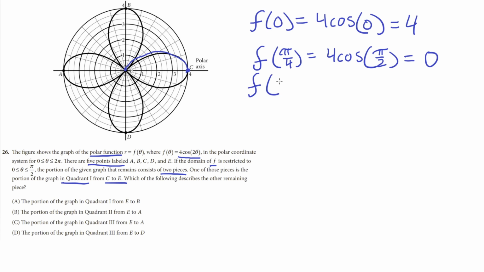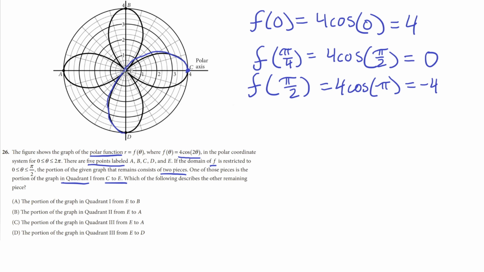And then if we plug in pi by 2, so 4 times cosine of pi by 2 times 2, that's just pi. Cosine of pi is -1, so 4 times that is -4. So that means from the origin, the graph goes to a radius of -4. So +4 would be going outwards like this, but -4 means we're going down or across from the origin. So going from E to D.